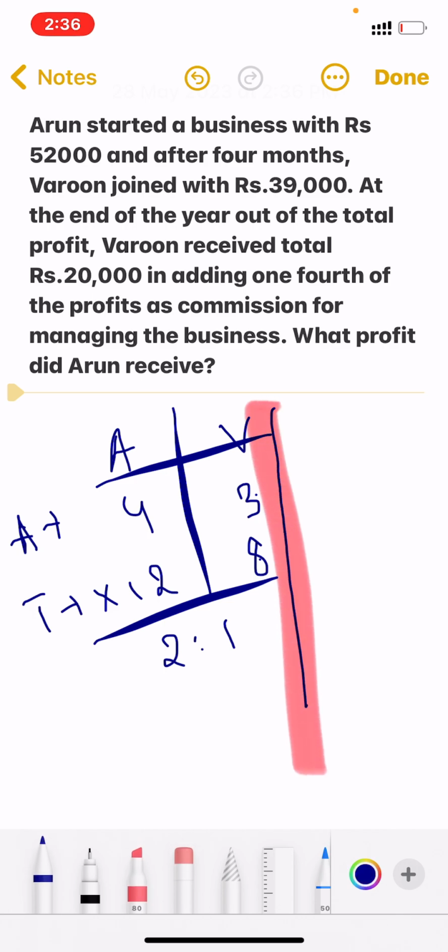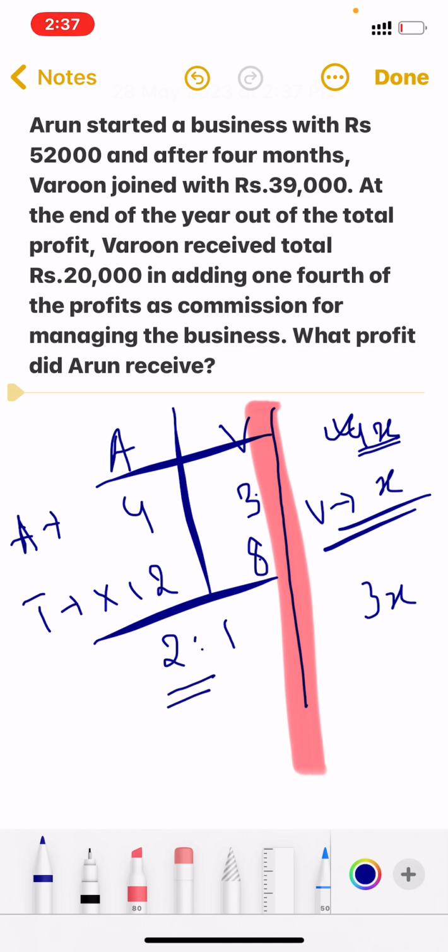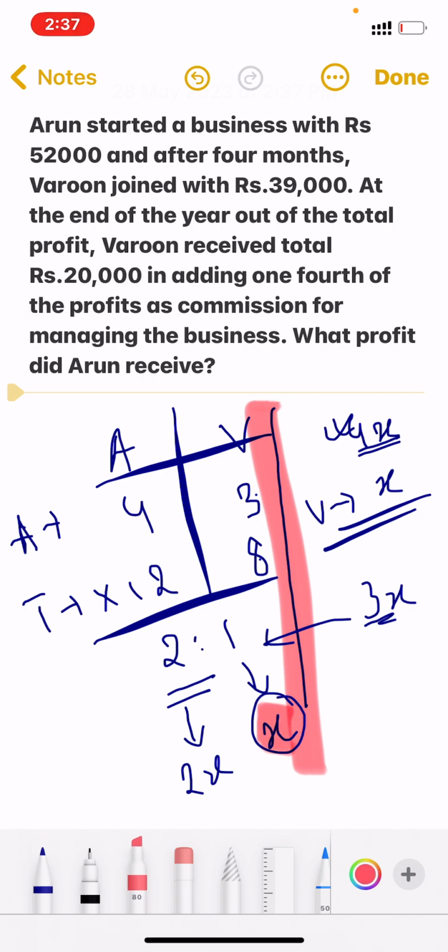The condition is that Varun received a total of 20,000, including 1/4 of the profit as a commission. So if we take the total profit to be 4x, Varun will receive 1/4 for managing the business, or whatever you say. So Varun will receive x, and the remaining amount, since we have taken 4x as the total profit, is 3x, which will be distributed in this ratio. Arun will get 2x and Varun will get x. So the total amount which Varun got is this x and this x.